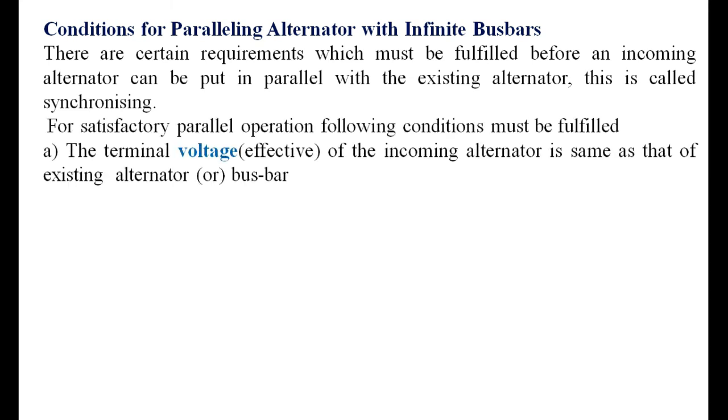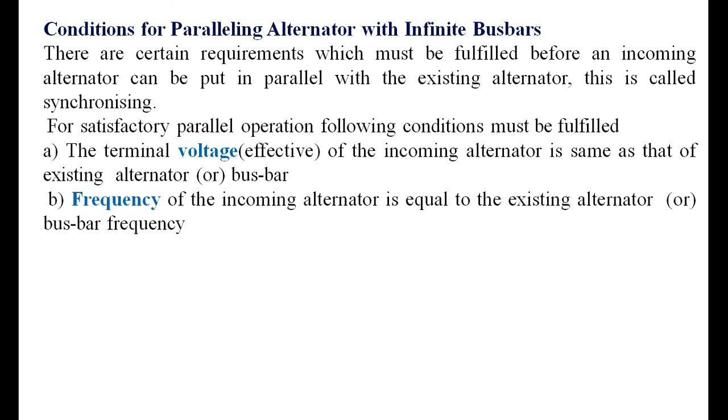condition is that the terminal voltage of the incoming alternator is the same as that of the existing alternator or bus bar. If you are connecting to another alternator, then the incoming alternator terminal voltage is the same as the existing alternator terminal voltage. Or if you are connecting the alternator to the bus bar, the alternator terminal voltage must be the same as the bus bar voltage. That is the first condition.